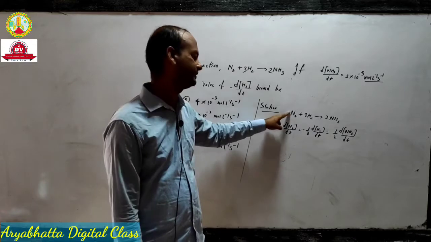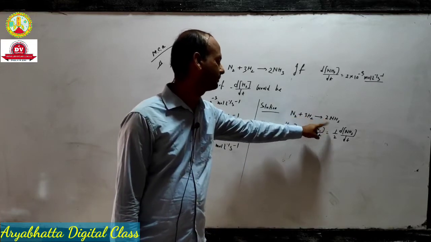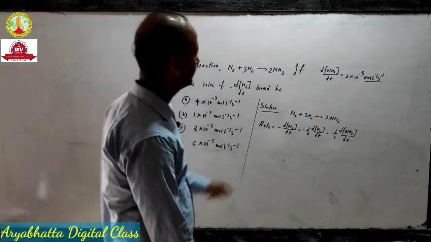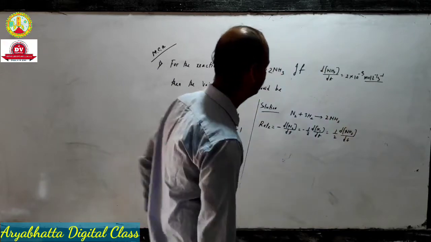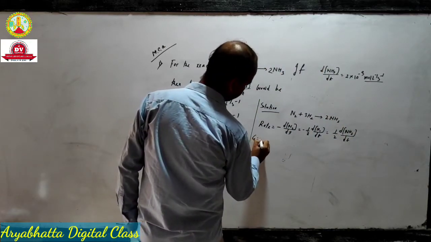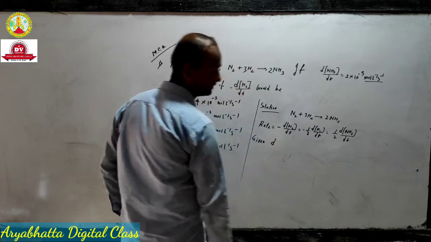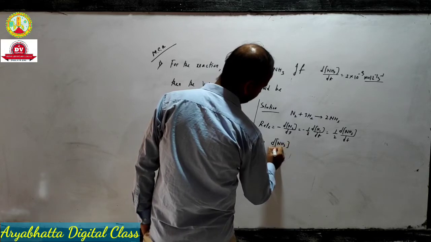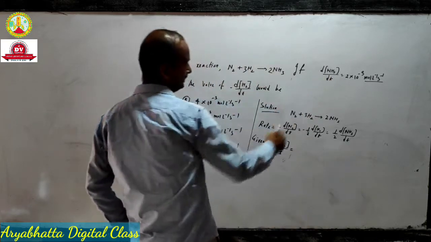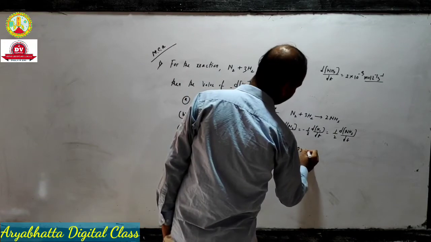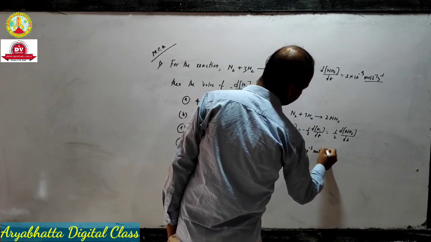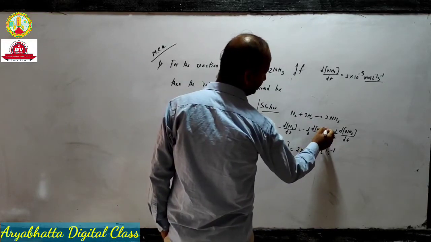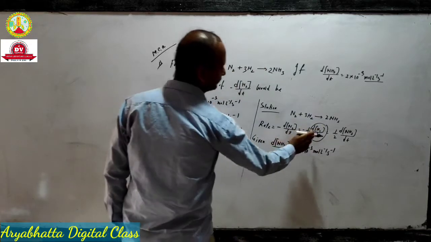There will be a minus for the reactant, and a plus for the appearance of NH3. See whose value has been given. The value is given for ammonia. What is the value of the rate of appearance of ammonia, dNH3 by dt? The value is 2 into 10 to the power minus 3 mol liter inverse second inverse. You are going to calculate the value of disappearance of hydrogen.